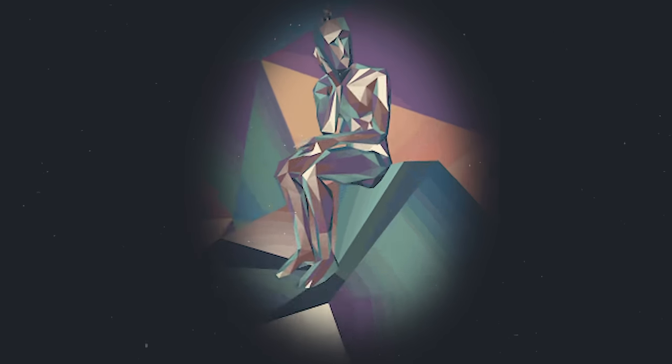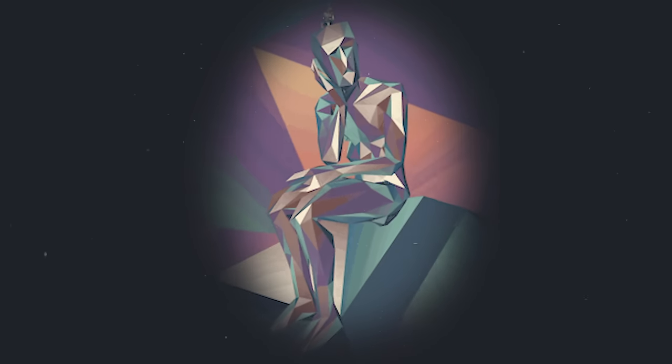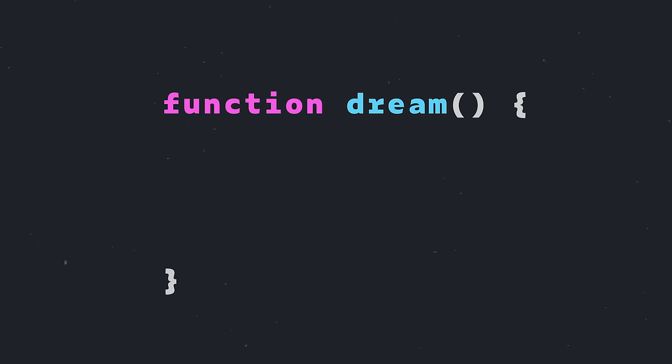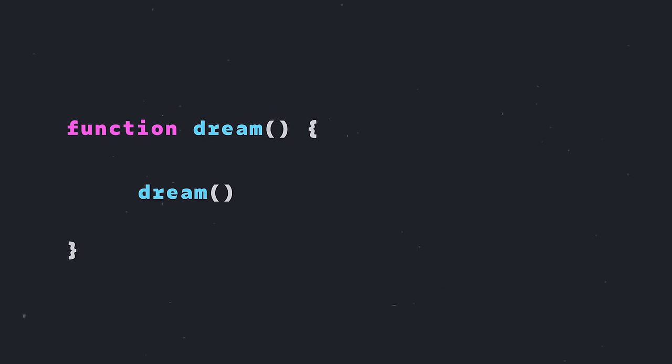A recursive function is a function that calls itself inside of its own definition. It's like having a dream inside of a dream. When you have a recursive function that calls itself without anything to stop it, you have created an infinite loop.